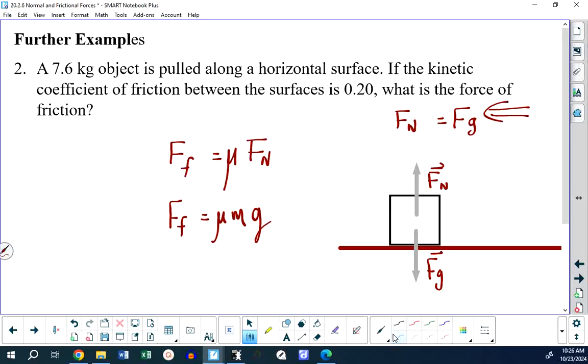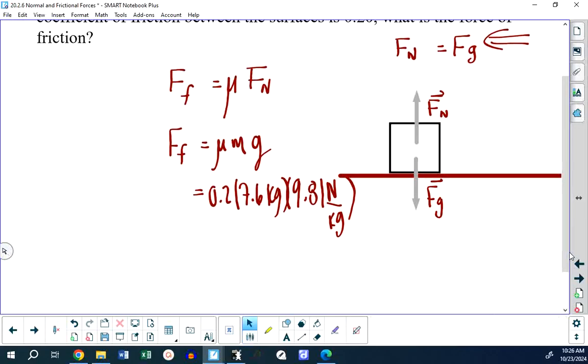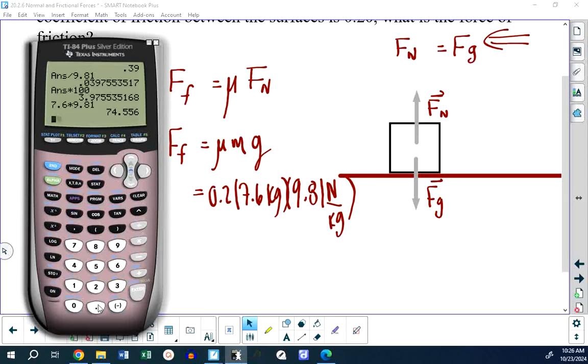Do not memorize this as if it's always going to be mu mg. The force of friction will always be mu mg if it is on a horizontal surface. That's true. But if it's not, then it's not. And that's it. We put the numbers in. Mu is 0.2 times 7.6 kilograms times 9.81 newtons per kilogram. That's 14.9 newtons.